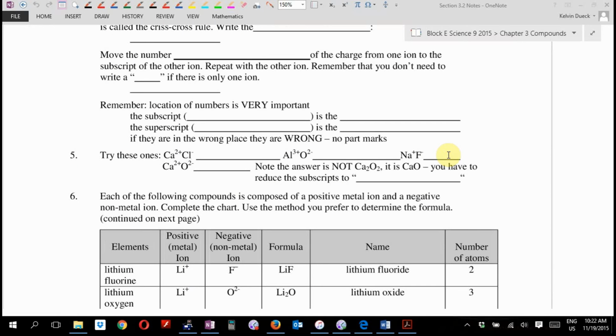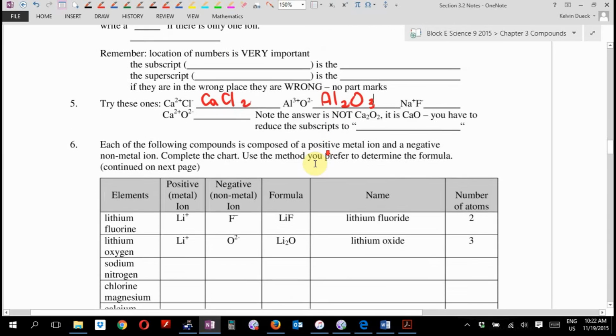Number 5 says, try these ones. If we use the crisscross rule in number 5, I think you're going to get CaCl2. Yep. I think you're going to get Al2O3. Mm-hmm. Oh, we did these ones already, didn't we? Yeah. Okay, sorry. Then I thought I'd given you number 5.